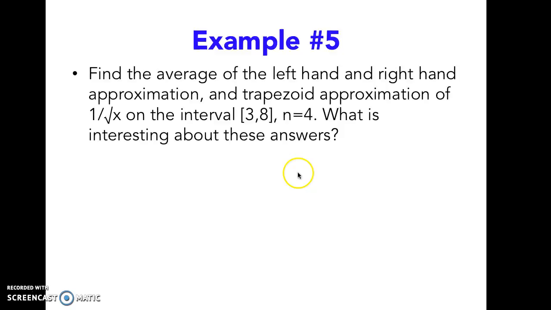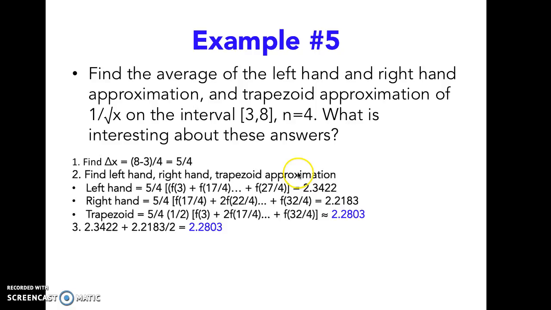Alright, now we're going to learn a little bit of a rule. So example 5. Find the average of the left-hand and right-hand approximation and trapezoid approximation of 1 divided by root x on the interval 3 to 8 with 4 trapezoids. What is interesting about these answers? So, let's solve it. Find delta x, b minus a over n, 8 minus 3 over 4 equals 5 over 4. Find the left-hand, right-hand, and trapezoid approximations.